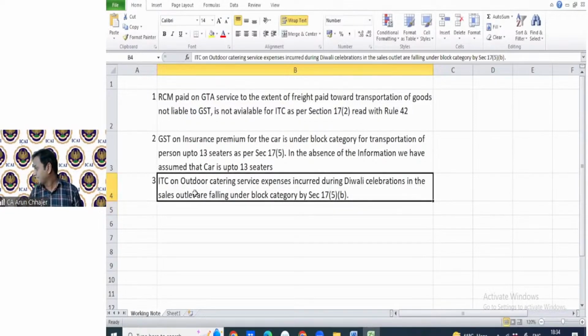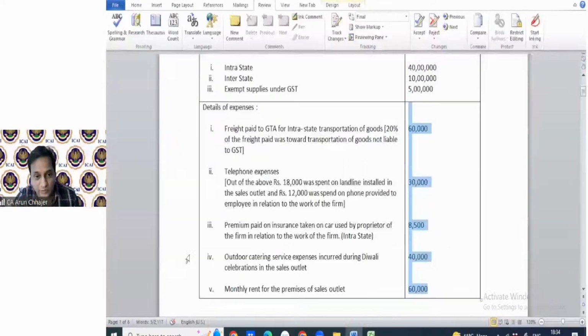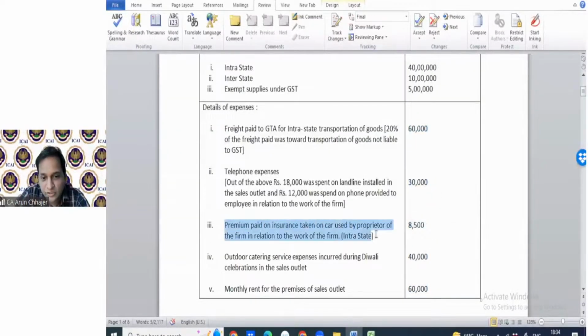Can we assume the car is more than 13 seater? See, normally if the proprietor is using the car, and it is written as proprietor, let's read the language once again. Premium paid on the insurance taken on the car used by the proprietor of the firm in relation to the work of the firm. So it is better to assume up to 13 seater.